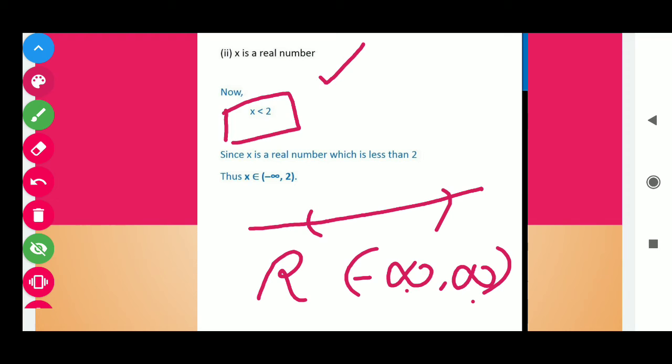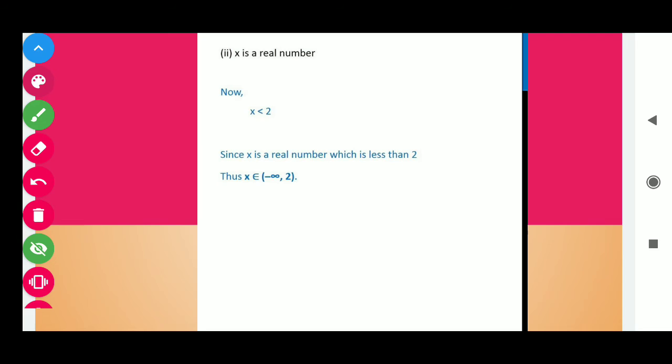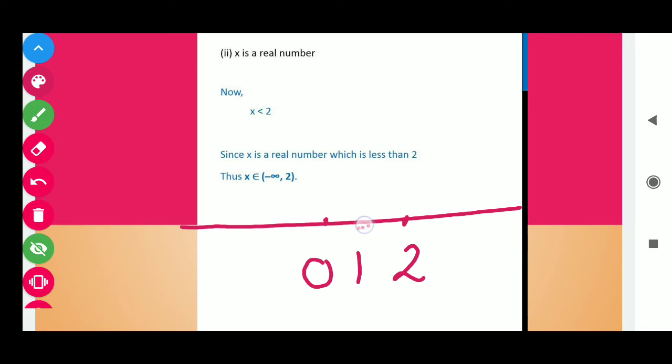In this way you can see that if I make a real line and here we have 2 point, indicate 2, here, this is 1 and this point is 0. Let us assume that. Okay, so make a circle on 2 and numbers that are less than 2, then indicate here a dark line with arrow. And here we haven't used the equality sign, so in this way this circle must be empty.